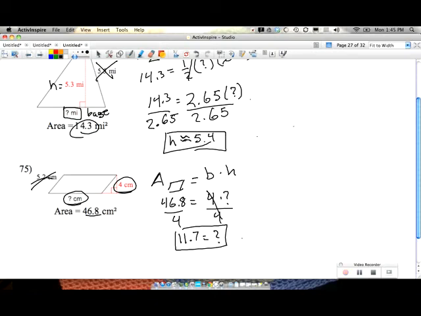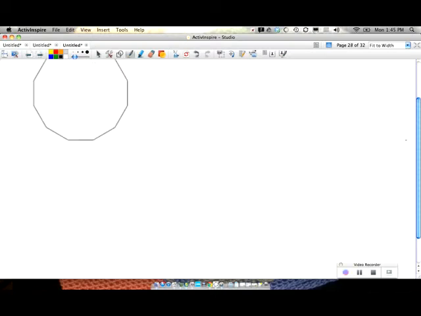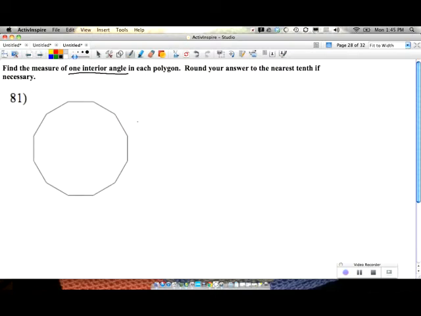All right, find the measure of one interior angle in each polygon. Okay, so what we're looking at then, this is a polygon here, and it's regular, which they don't say, but they do mean. It's regular, meaning that all these are the same. So I'm going to put a dot about here in the middle. And then what I'm going to do is split this up into a bunch of triangles, and I want to see how many triangles I can make.